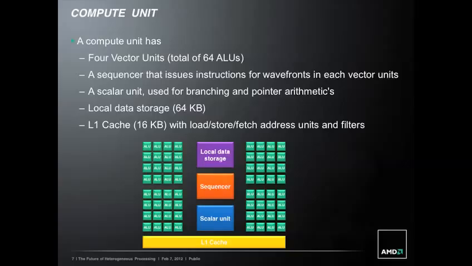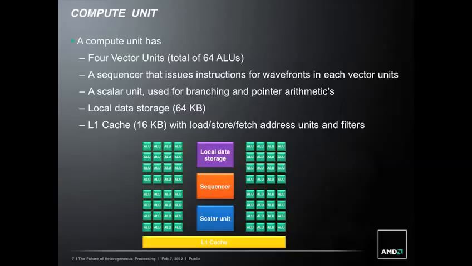If we take four vector units, we get a compute unit. And this yields 64 ALUs. And it has some more parts. This is what we call an independent unit that you can put as many as you like in a GPU. So it has the 64 ALUs. It has 64 kilobytes of local data storage that can be used by these ALUs. For example, OpenCL and DirectCompute and the parallel programming languages expose this, so you can use this local data storage. It has a sequencer that actually issues the instructions to the wavefronts.